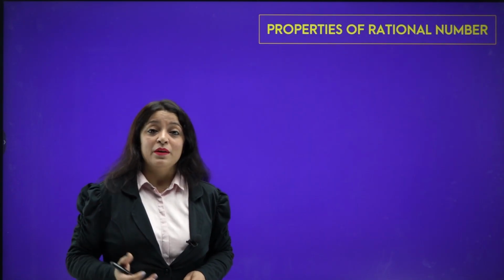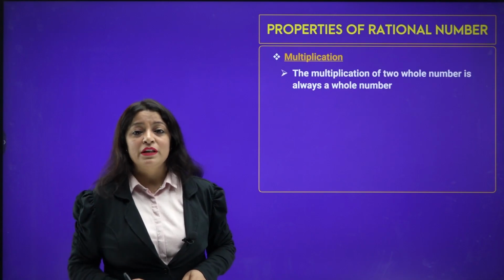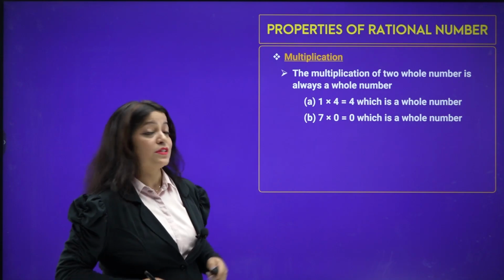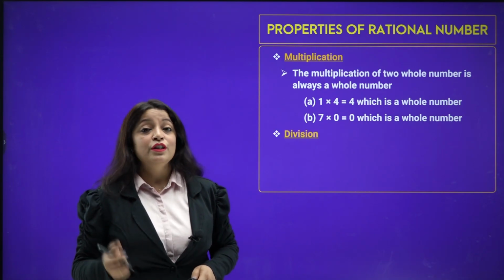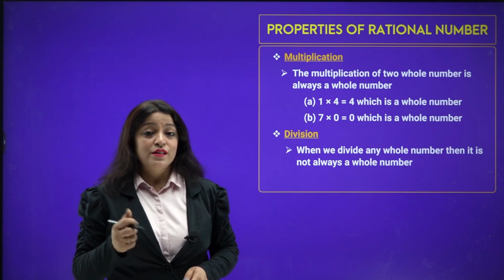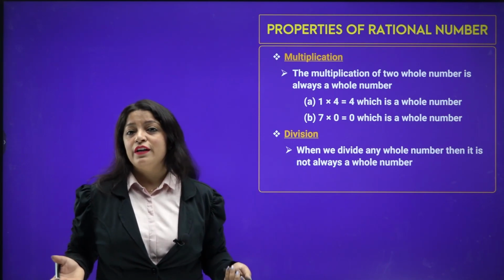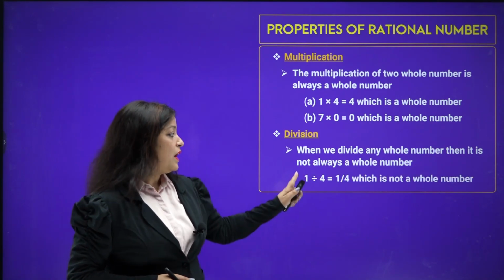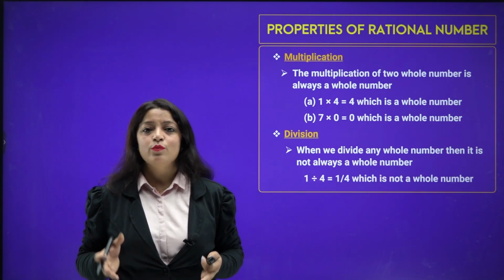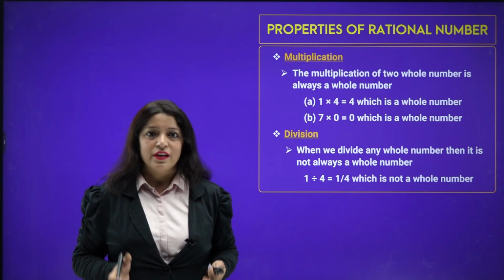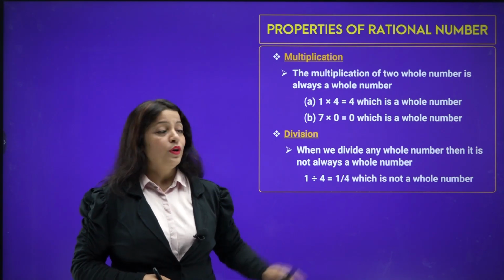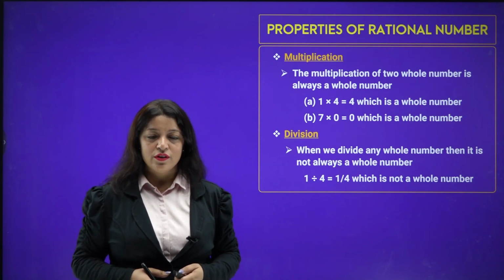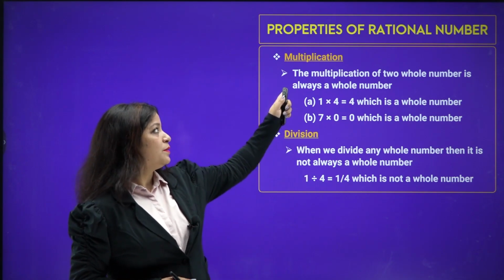Similarly, you can try with multiplication and division also. For multiplication of two whole numbers, we say that the result is always a whole number. You can try several examples here. Similarly, for division, is it always possible? Of course not. When we divide any two whole numbers, the result is not always a whole number. For example, 1 divided by 4, I'll get 1 upon 4, which is a fraction and not a whole number. So division is also not closed. The whole numbers are not closed under division, and whole numbers are closed under multiplication.